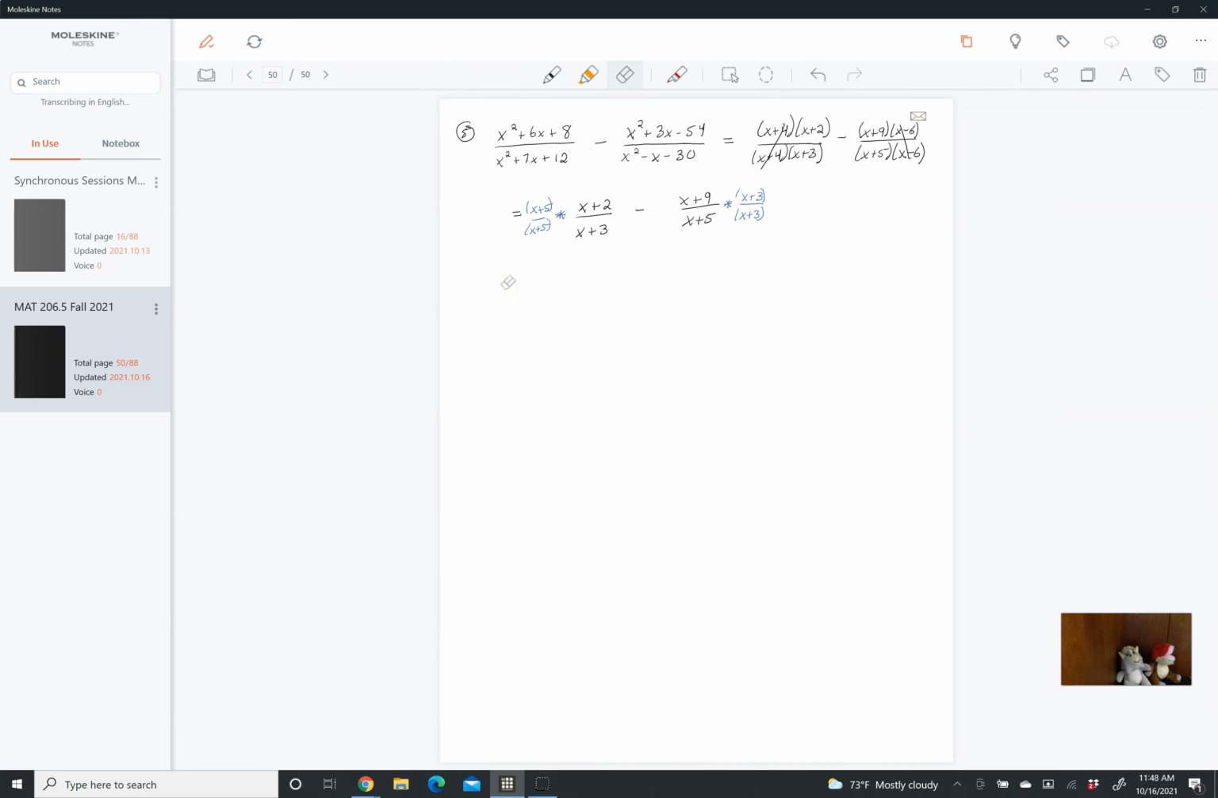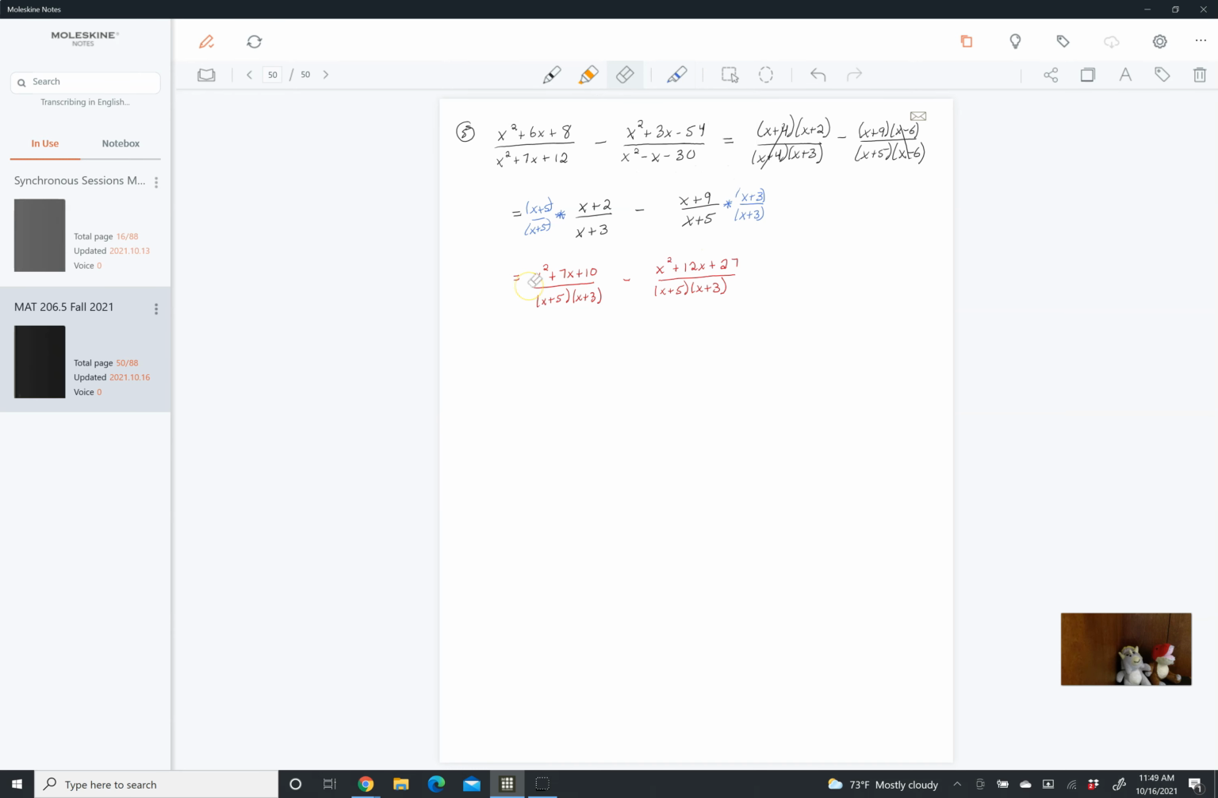Okay, so what do we have here? Well, first fraction, when we multiply, we get x squared plus 7x plus 10 over x plus 5 times x plus 3. And then minus, in the second fraction, we get x squared plus 12x plus 27 over x plus 5 times x plus 3.